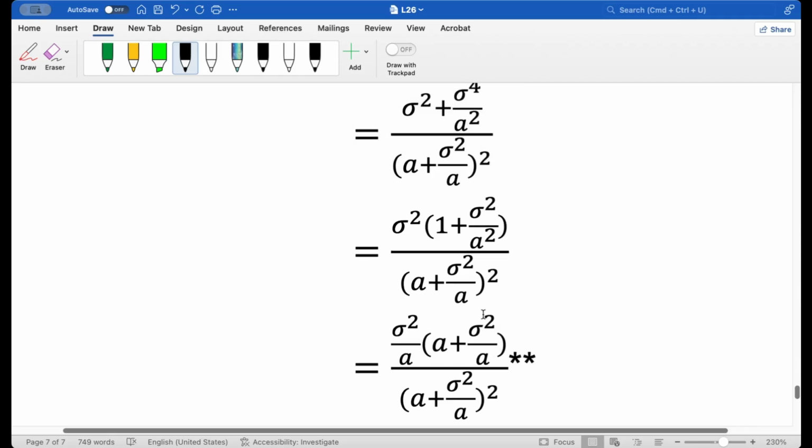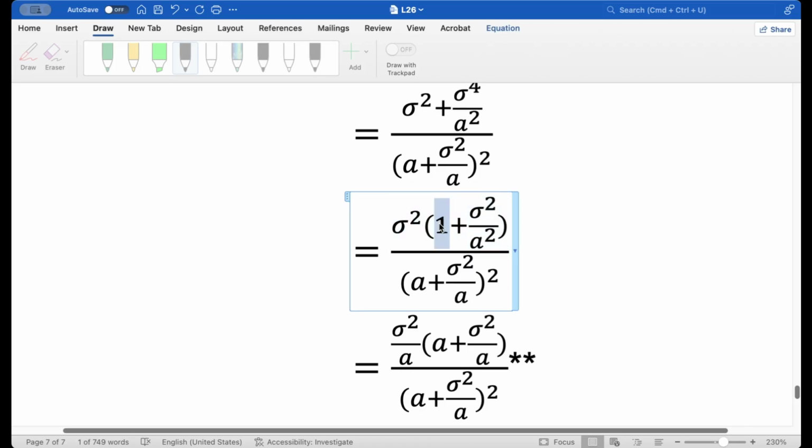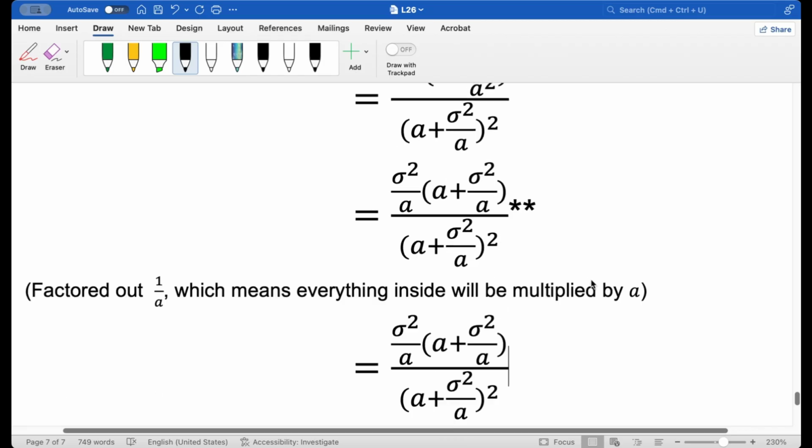Factoring the denominator is a little trickier now. We're going to factor out 1 over a, so you have to make the 1 become a over a, and then we can factor out a 1 over a in the numerator. And then we can get a cancellation here. So we get a cancellation: a plus sigma squared over a cancels out with the quantity squared. So one of those cancels out. It goes down to power 1 there.